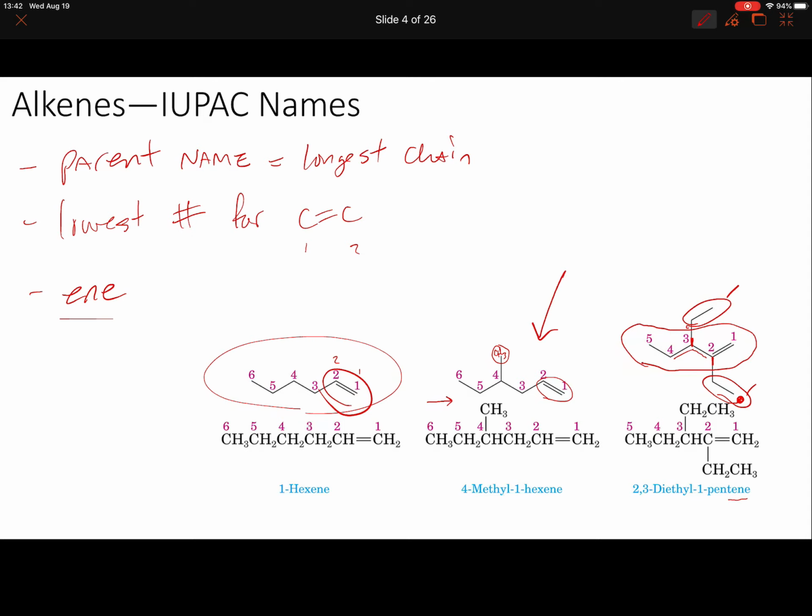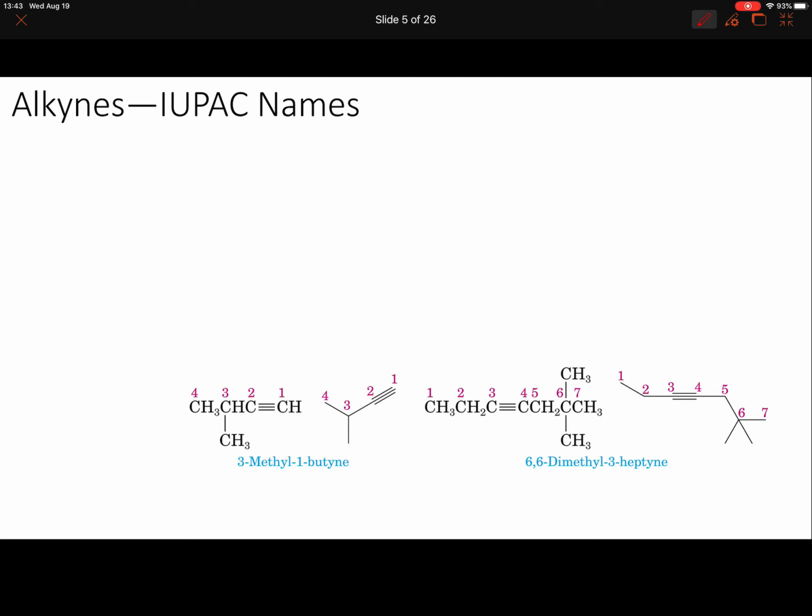But again, the only thing that's changing from regular alkanes with substituents is that we have a double bond that we have to specify the position of, and we also have to change the ending to incorporate the ene. Alkynes have a triple bond. Same naming, the only thing that changes is the yne ending.